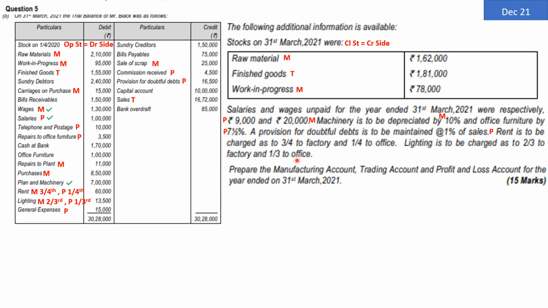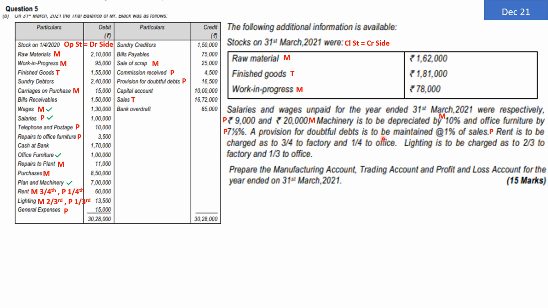Office furniture by 7.5%. So office furniture is here. I'm again putting a small green tick mark here to help me remember that I'm required to consider the adjustment of depreciation on the same. But office furniture obviously is an indirect expenditure, so the depreciation on same will also go to the P&L account debit side, not to the manufacturing account.